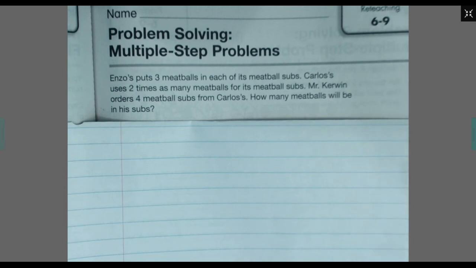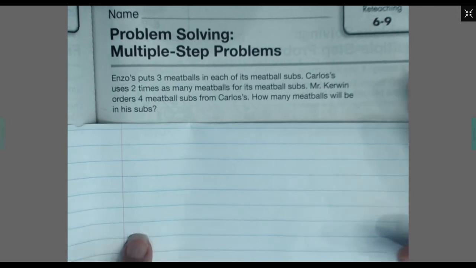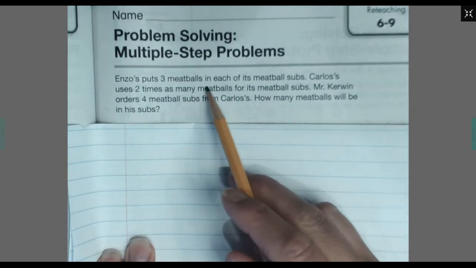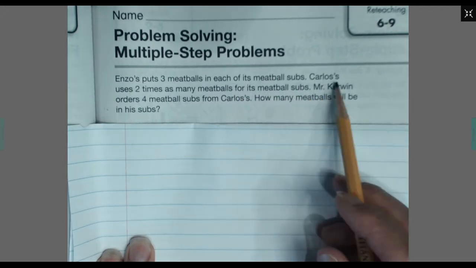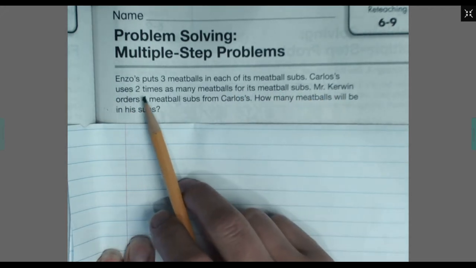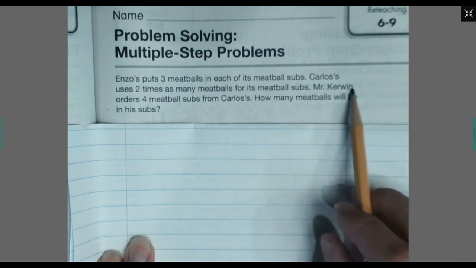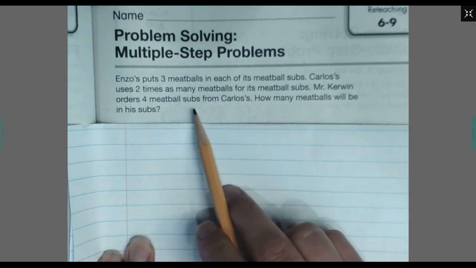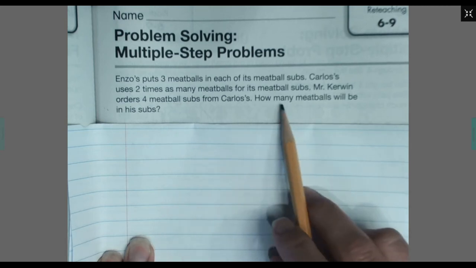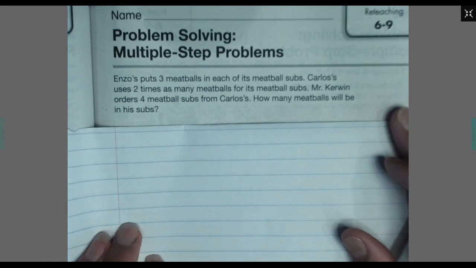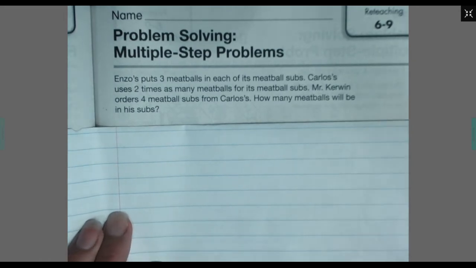We're going to look at multi-step problems, and we're going to use our RDW process to help us. Enzo's puts 3 meatballs in each of its meatball subs. Carlos's uses 2 times as many meatballs for its meatball subs. Mr. Kerwin orders 4 meatball subs from Carlos's. How many meatballs will be in his subs? All right, so let's go do that RDW.